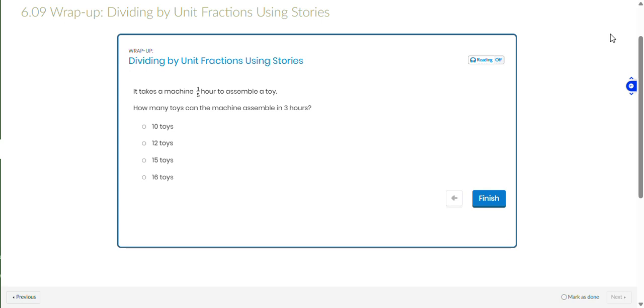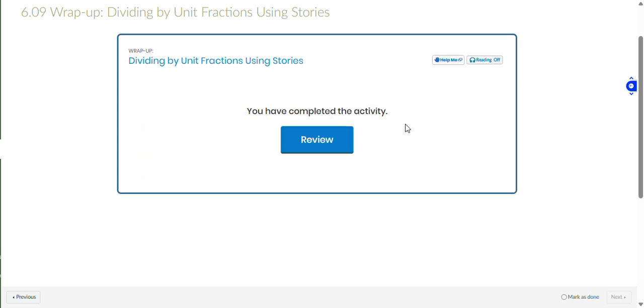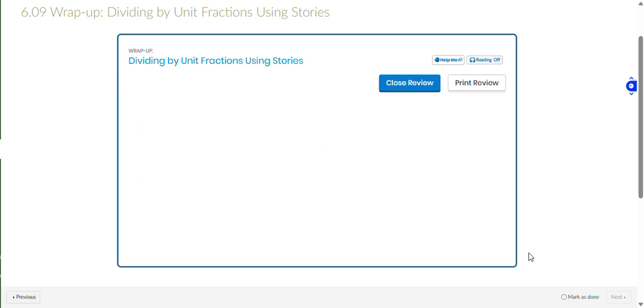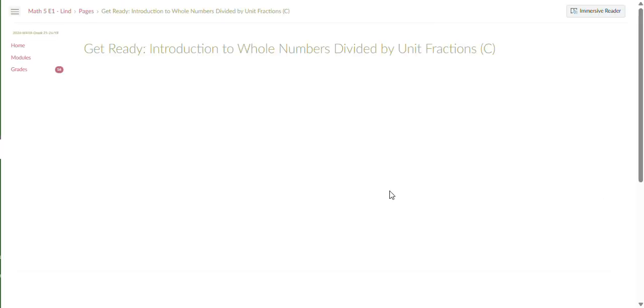It takes a machine 1/5 of an hour to assemble a toy. 15 toys, not 16 toys. 15 toys. We have completed the activity. We got it right. Mark is done. Let's go to the next module. We are so cool.